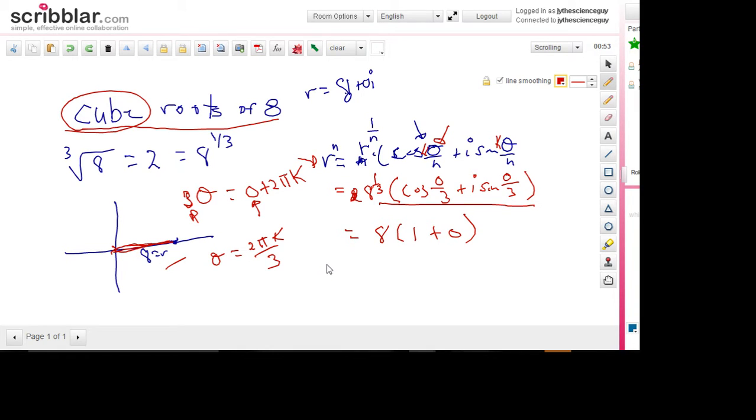So I'm going to have r to the n is equal to r to the n over 1 times the cosine of 2 pi k over 3 plus I times the sine of 2 pi k over 3.